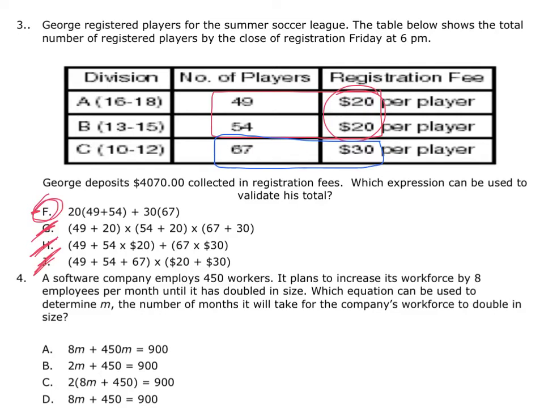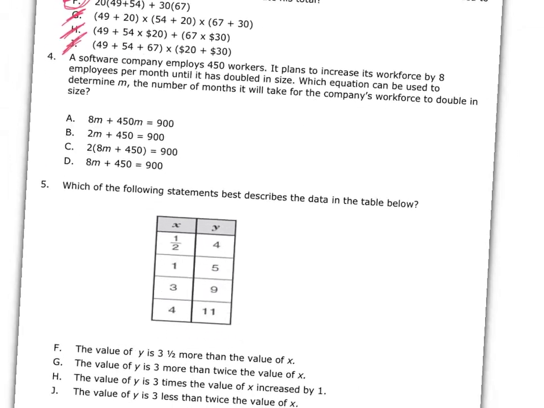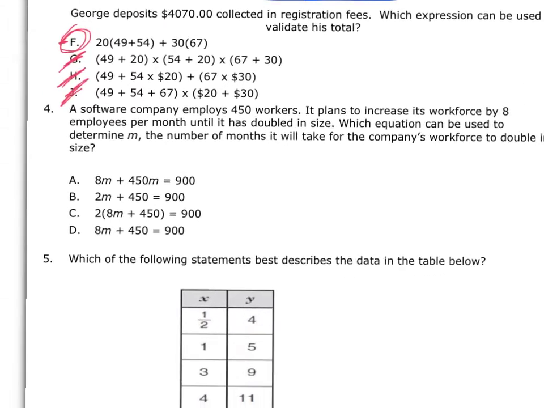So far we've gotten pretty lucky that our first answer has been right and we haven't had to check too much. Number 4. A software company employs 450 workers. It plans to increase its workforce by 8 employees per month. So this gives me a hint, 8 per month. So I know something, 8's going to be multiplied by the variable because it's 8 per month until it's doubled in size, which equation can be used to determine M, the number of months.